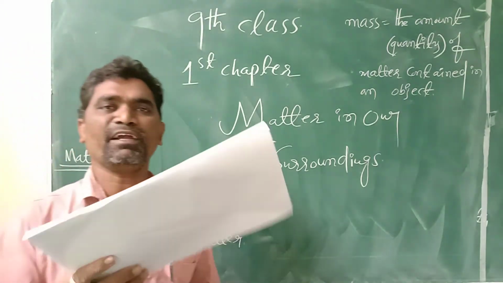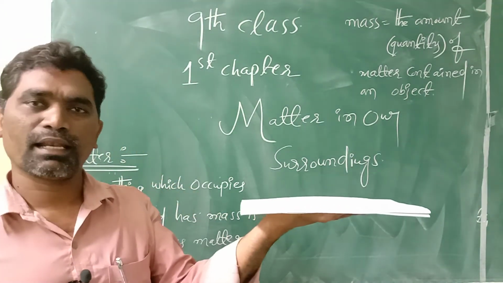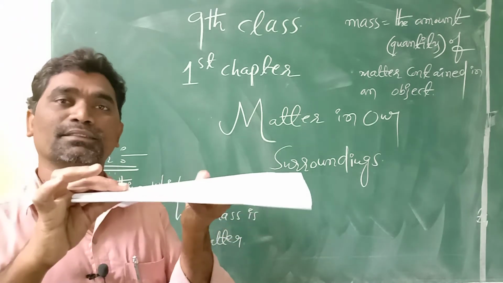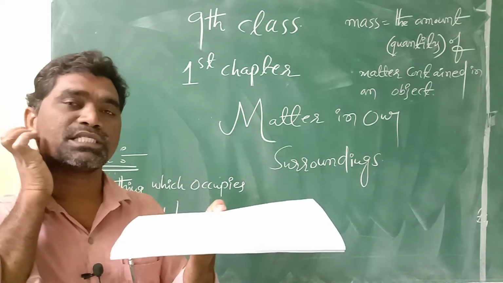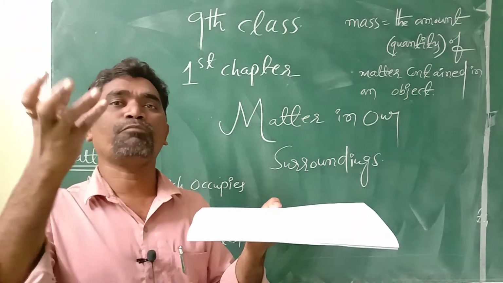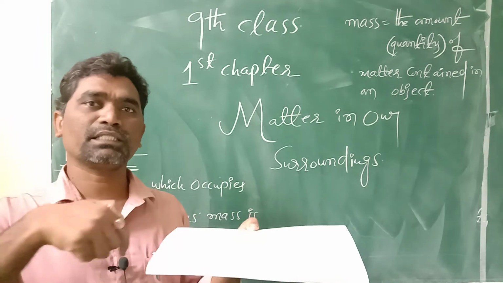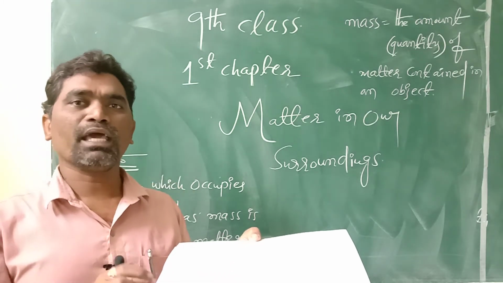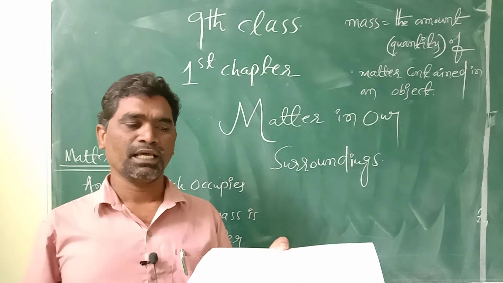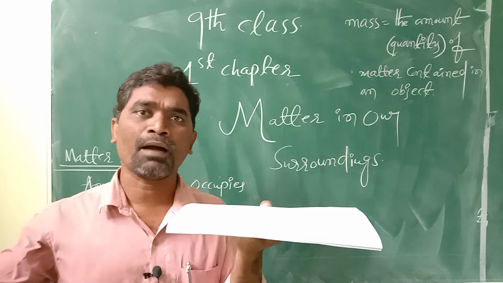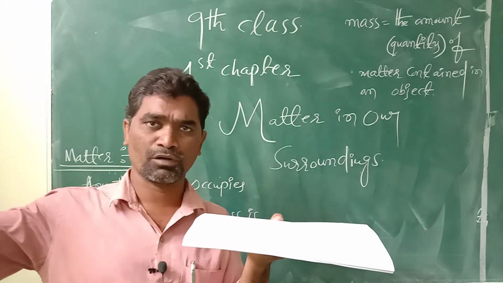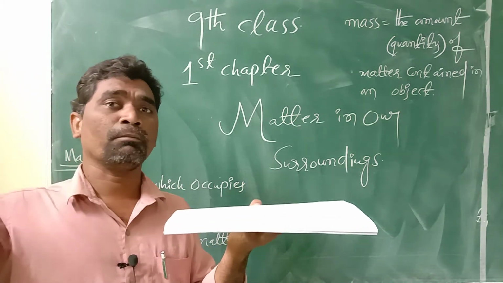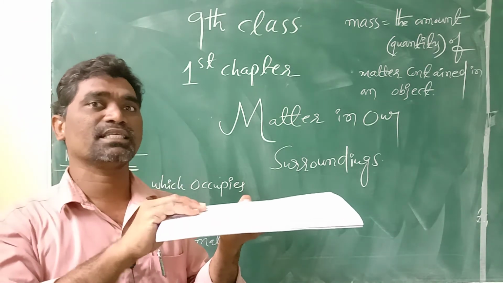For example, if I take this notebook and keep it on the table, it occupies some space and it has mass. It has some amount of papers, nothing but wood, and the amount of papers is the mass of the notebook. The amount of papers differs between notebooks. A bigger notebook has more papers, so more mass. Five notebooks of this size have more mass.